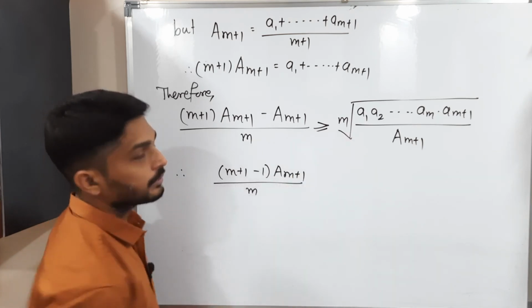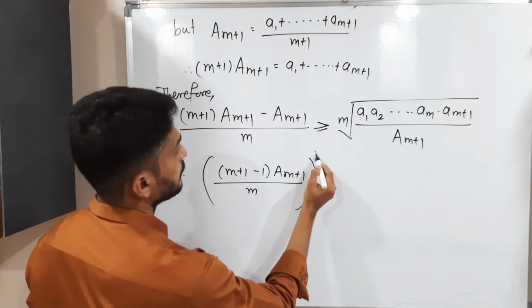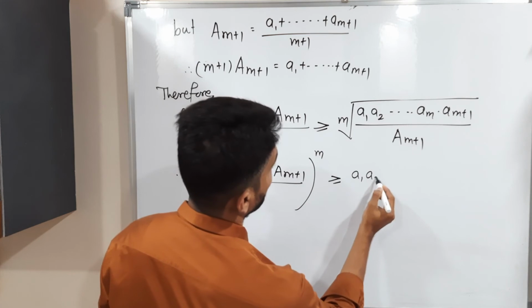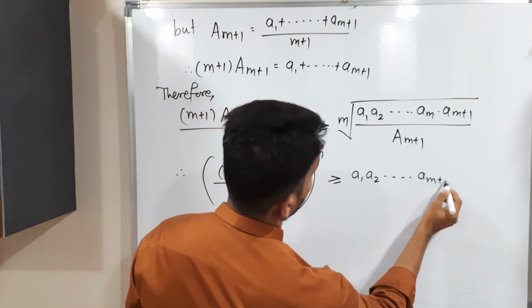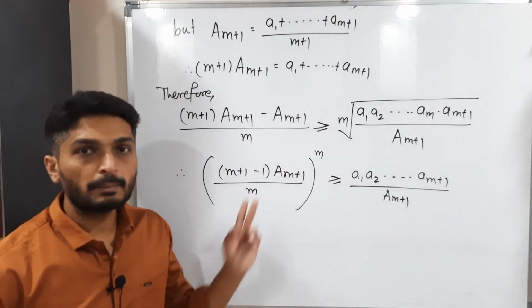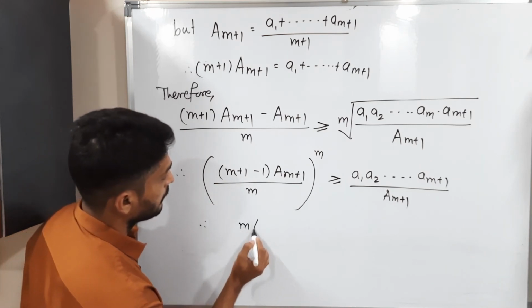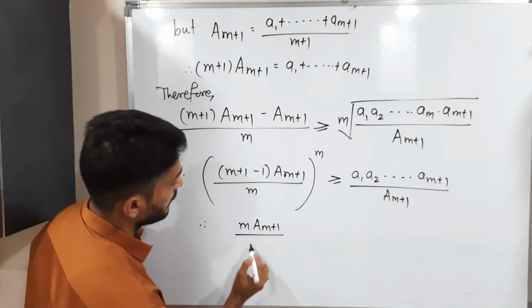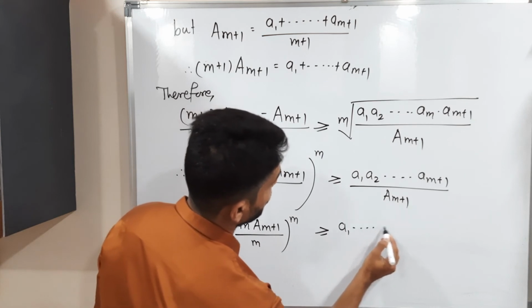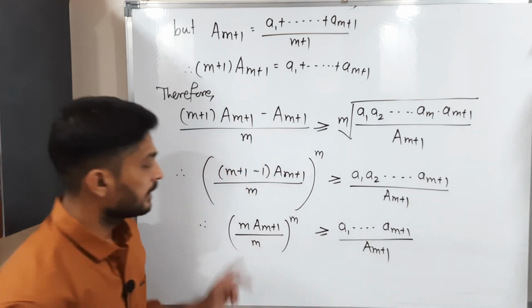So to remove that m-th root, I am going to take the m-th power of both sides. Okay, raised to m, and greater than or equal to a1, a2 and so on to am plus 1, divided by m plus 1. Okay, so what will happen? 1 and minus 1 will get cancelled to each other, right? So therefore we will have m plus 1 divided by m, raised to m, greater than or equal to a1, a2 and so on to am plus 1, divided by m plus 1. Okay, see, will get cancelled.